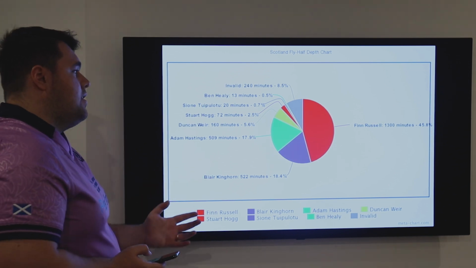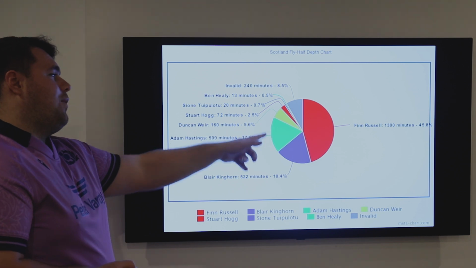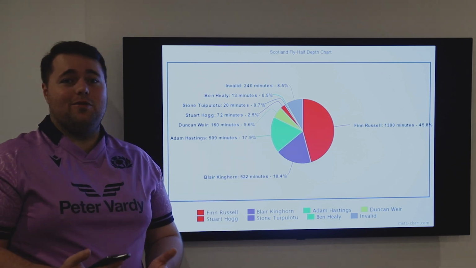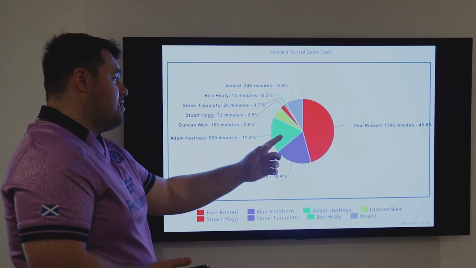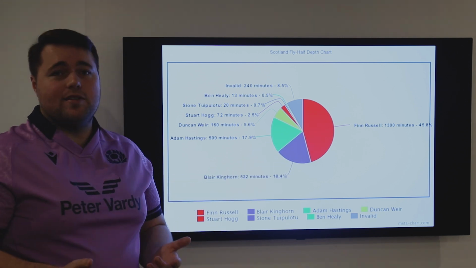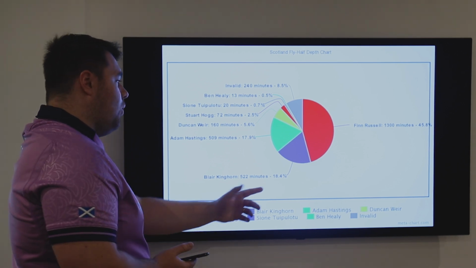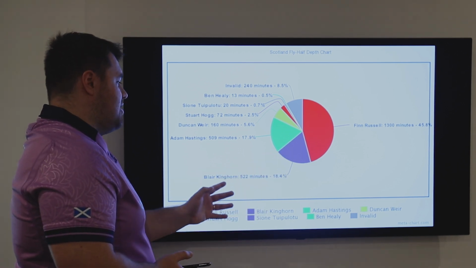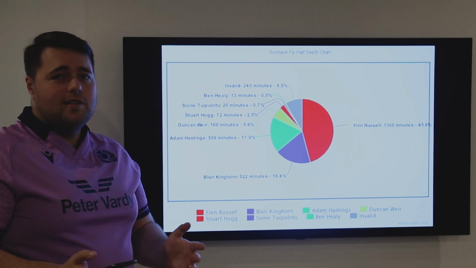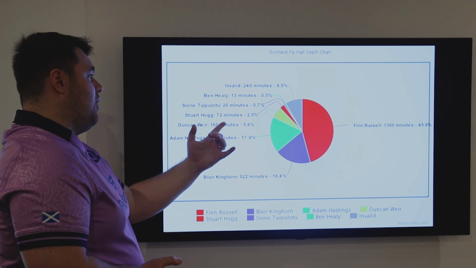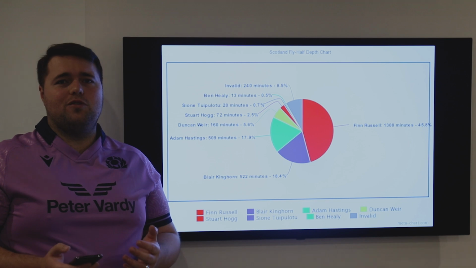Over at 10, things are very balanced as well. I was expecting Russell to go way over here. That was going to be the type of angle of this pie chart with Russell in there, but Blair Kinghorn has actually played more minutes than Adam Hastings, who has had a fair bit of injury troubles as of late. So Kinghorn is the 2nd choice, just 23 or so, 13 there, sorry, minutes more than Hastings. Duncan Weir's also had a few, Stuart Hogg had a few, and to my surprise, Sione Tuipulotu actually ended up playing a few minutes at 10.